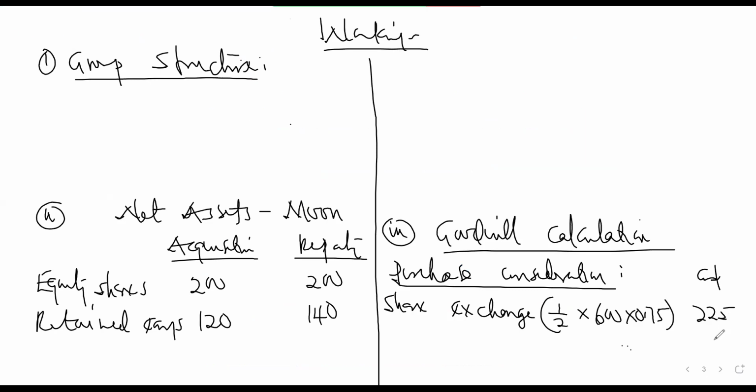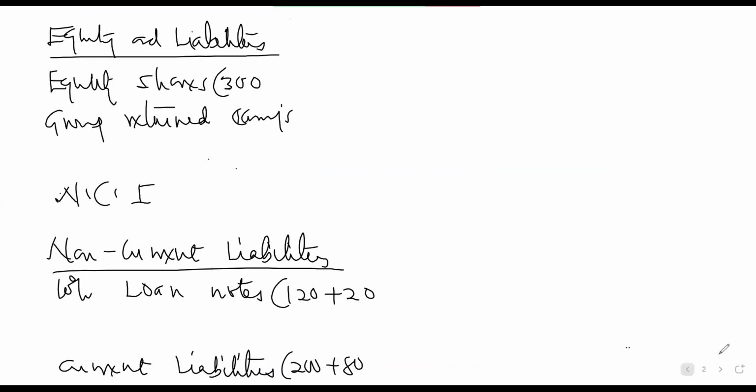We are debiting the investment. The corresponding entry will be to credit the equity shares. So the equity shares of the parent will increase by 225. All right. Let's move on.